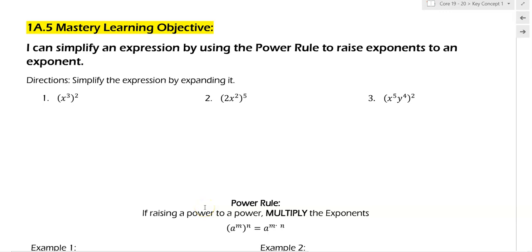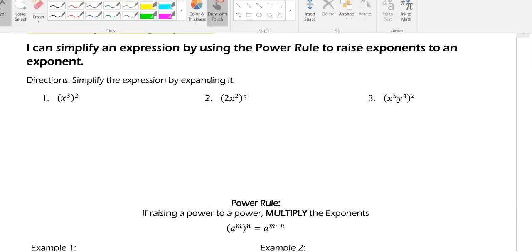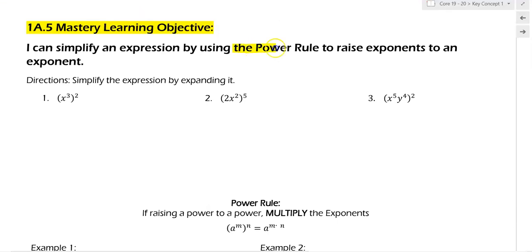Okay, now we are looking at 1A.5. This is your last video for target A. And it says, I can simplify an expression by using the power rule to raise exponents to an exponent. So again, the big thing we're looking at here is what we call our power rule.